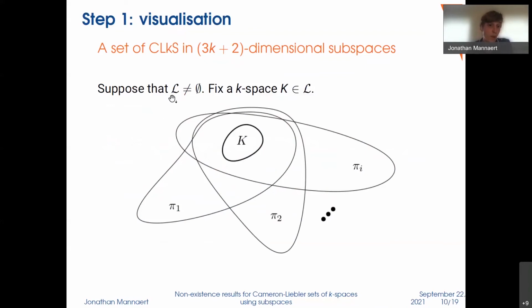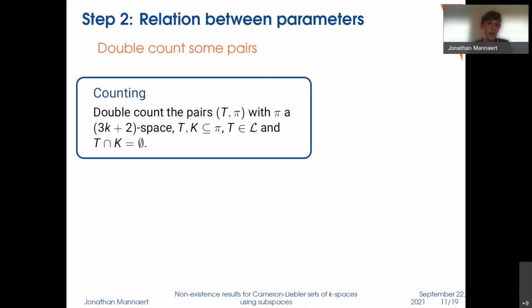Step 1, I suppose that L is not the empty set, and I fix a k-space k inside L. And I look at all (3k+2)-dimensional subspaces through that space k. We have pi_1, pi_2, pi_i, etc. L restricted to all these subspaces defines Cameron-Liebler sets of a certain parameter x_pi. That's in fact step 1.